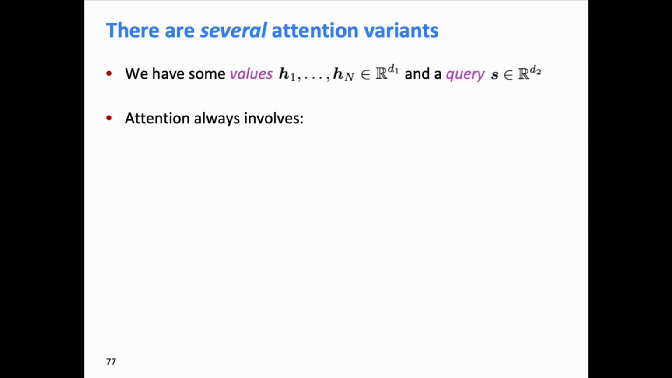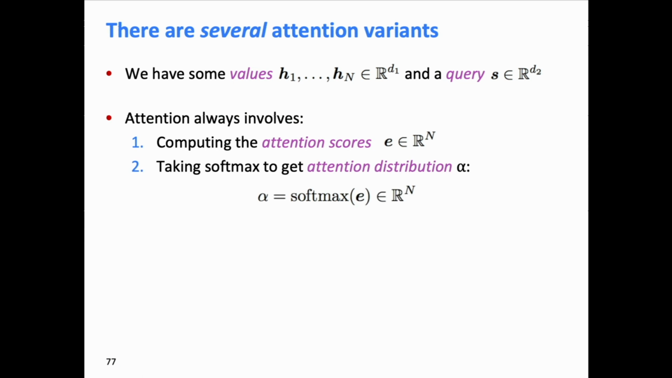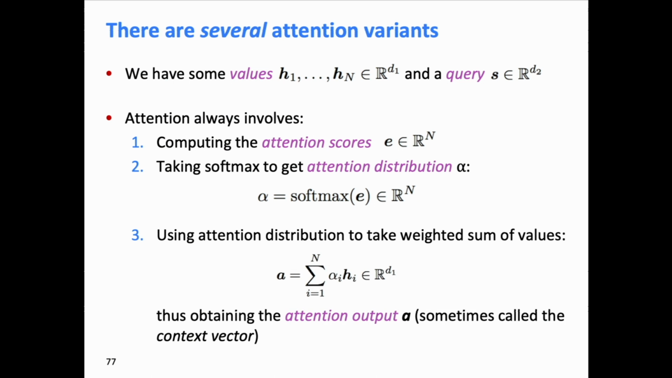Okay, so last thing is that there are actually several variants of attention. And this is something you're going to look at a little in assignment 4. So in our more general setting, we assume that we have some values and a query. Doing attention always involves computing the attention scores, then you apply softmax to get the attention distribution, and then you use that attention distribution to take a weighted sum. So this is always the outline of how attention works. The part that can be different is step 1: there are multiple ways you can compute the scores.